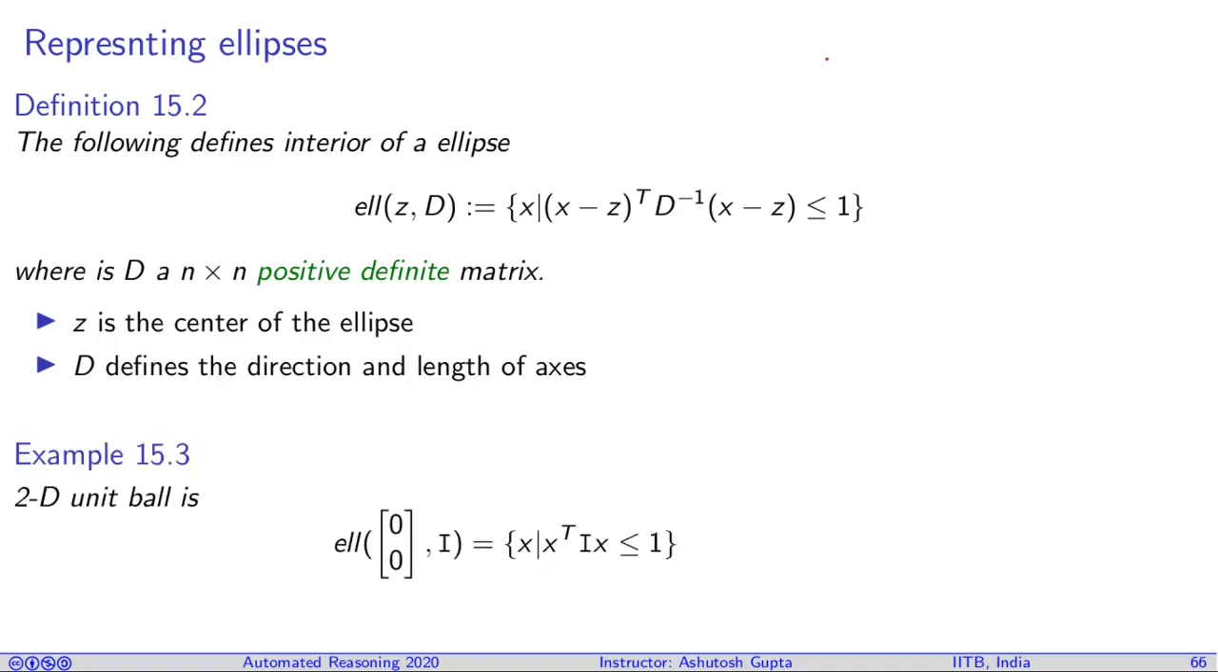Okay, let's look at an example. Suppose you're thinking about a 2D ball at the origin, so the center is at 0, 0, and the D matrix is I. It defines this circle and its interior space, and you can see that it naturally fits our intuition of a unit ball.